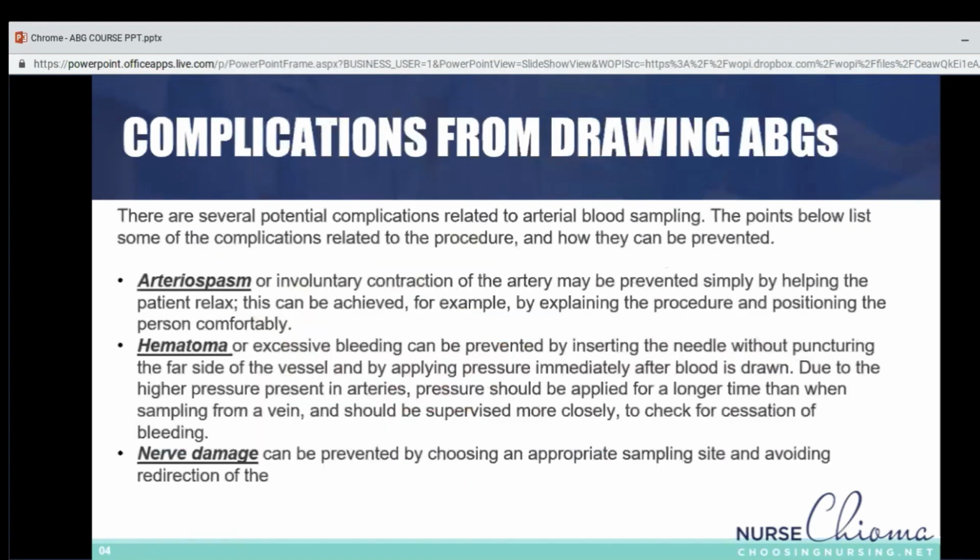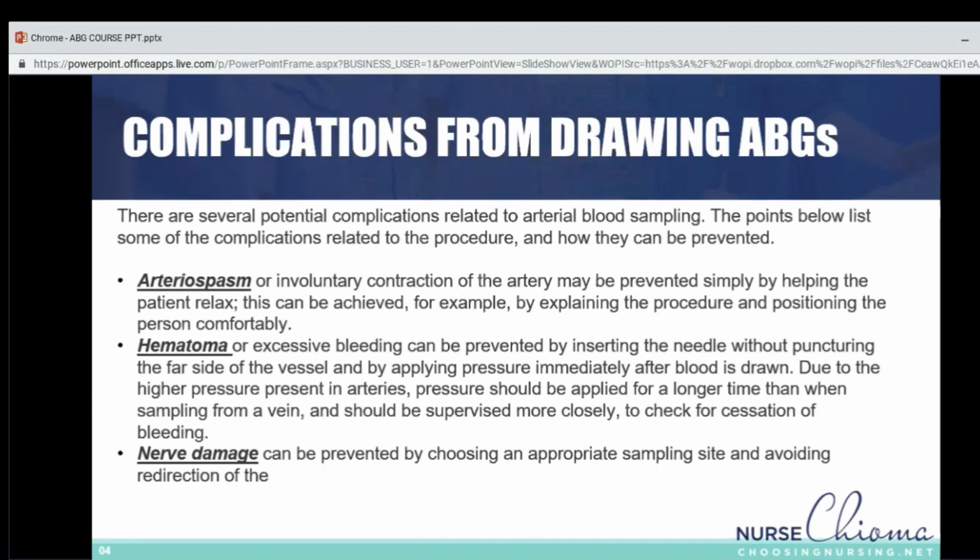There are complications, just like anything else, that can occur because we have drawn the ABG. So you need to know what these are. We have several potential complications related to arterial blood sampling. Below is a list of some of them. First one, arterial spasm. That's an involuntary contraction of the artery, which may be prevented simply by helping the patient to relax. This can be achieved, for example, by explaining the procedure and positioning the person comfortably.